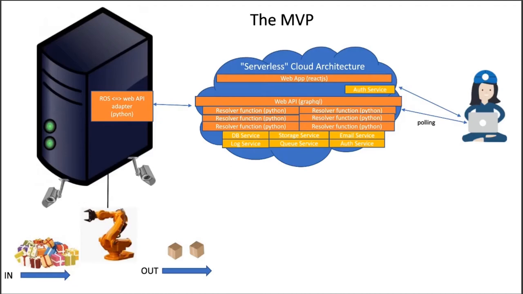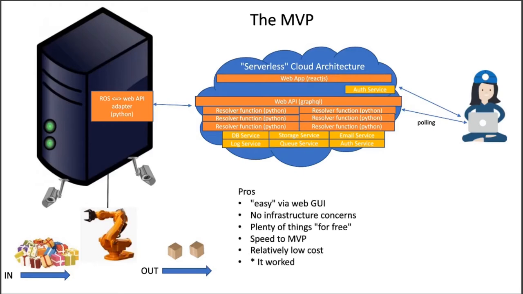So the pros of this first MVP setup were that it was relatively easy to do. At the beginning, when you have a robotics startup, they don't have a gigantic team of web developers, right? Roboticists are used to C, C++, and Python, right?